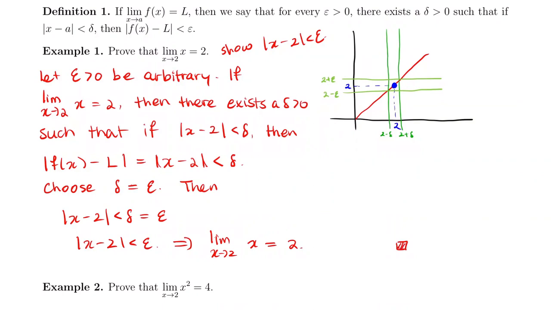So let me go through this. The first thing that we said was, let epsilon be arbitrary. That's the first step that you want to do. The second step is know what you're given. Since the limit as x approaches 2 of x is 2, there has to be some delta greater than 0 such that if this distance is less than delta, then the function minus the limit has to be less than epsilon.